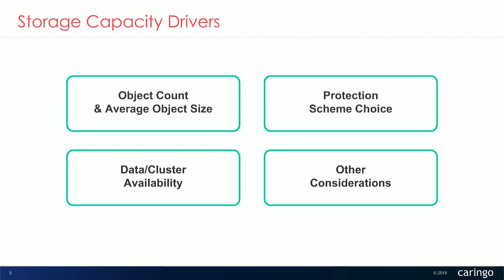The next, and closely associated with that, is the protection scheme choice, whether you're doing a multiple number of copies, for a better way to describe it, with replication, or whether you're splitting things up into data and parity segments with erasure coding, and the ratios that are associated with that for logical and actual footprint and the associated segment counts and so on. There are also things you need to take into account when you're determining what level of data or cluster availability you want to design into the solution.